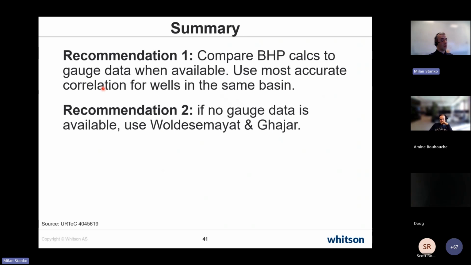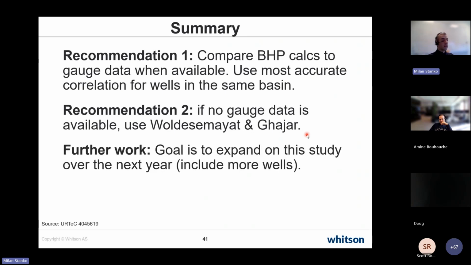You're in a region where you don't have any gauge, you don't have any neighboring well, you don't have any previous experience, so use the Sanjay and Gajar correlation, which gives results similar to Hagedorn and Brown, but the good thing is that it was developed using more inclination and more data, so it should be more general. The idea is to expand this study in the future, to run another project and see if this holds for other cases and other fields. But essentially, that's what they found in this paper.